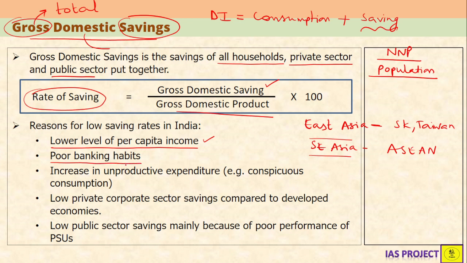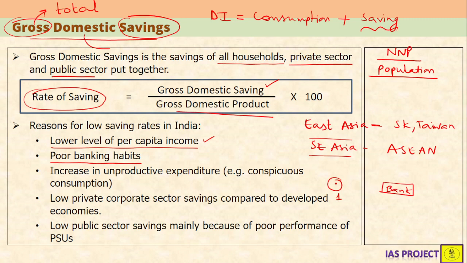Also poor banking habits. How does banking work? Banking works mainly like this. For example, this is a bank. Let's say there is a person 1. This person has more money than is needed for his consumption. It means that there is surplus income for this person.